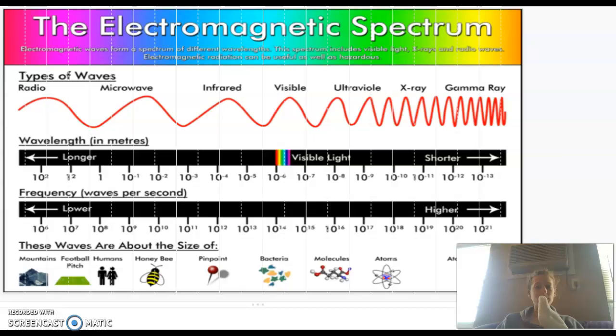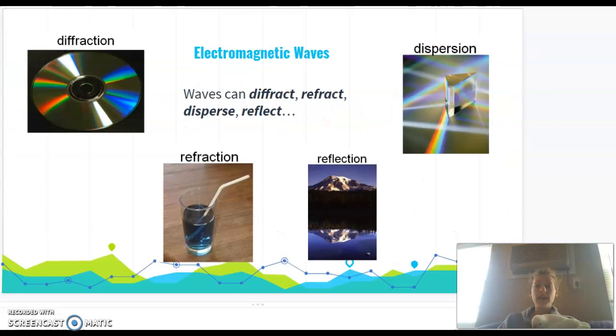And now our electromagnetic spectrum, which hopefully you're now really familiar with. So we've got radio waves, microwaves, infrared, visible, ultraviolet, X-ray, gamma rays. And we know that the more we move to the right, the higher the energy, the higher the frequency. So gamma rays are way dangerous, and that's because of all the energy that they have. And electromagnetic waves, they can diffract, refract, disperse, reflect, right? So all the things that any kind of wave can do, electromagnetic waves can do.